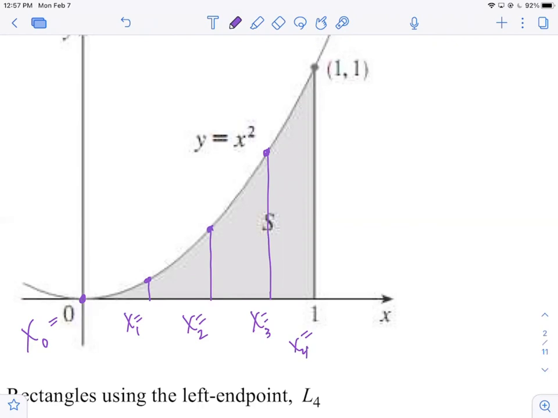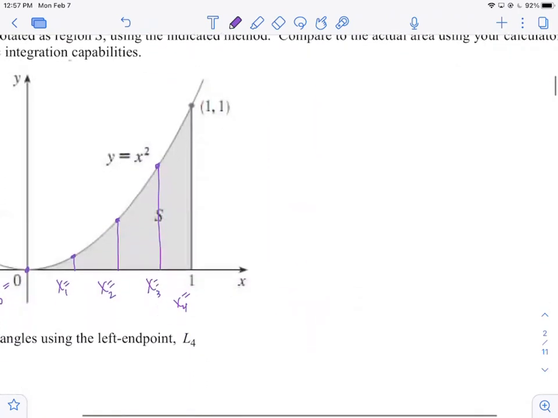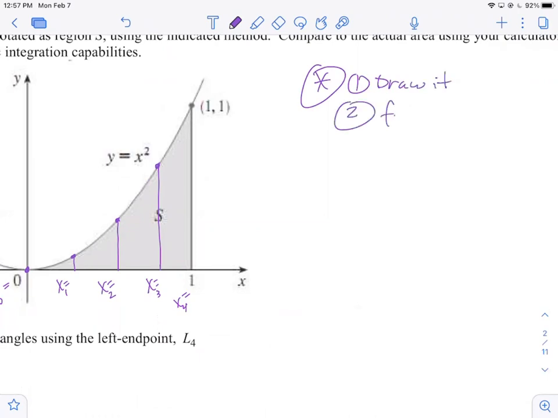Like if you told a computer, hey, take the span from 0 to 1 and divide it into 4 equal spans, tell me what those stopping points are going to be. Well, you can figure that out easily, right? You need to figure out the total distance you need to span and divide it by the number of equal segments you need. So if I need 4 segments from 0 to 1, that should be 1 divided by 4. So really the first thing you do after you draw it, number 1, you're going to draw it. Number 2, you need to find delta x.